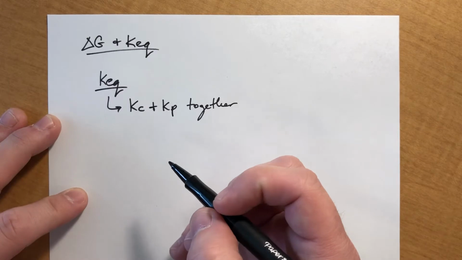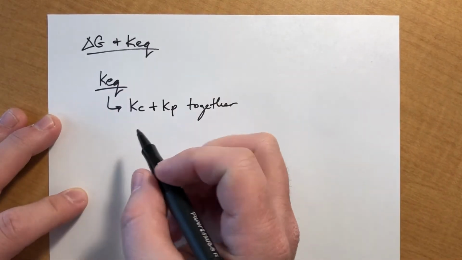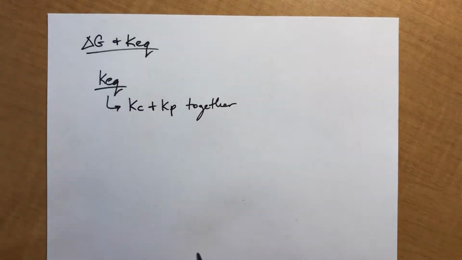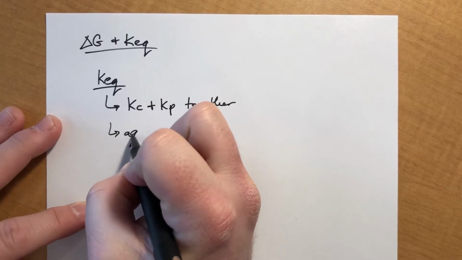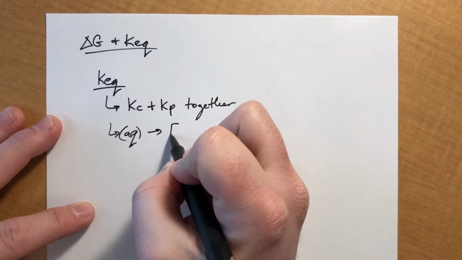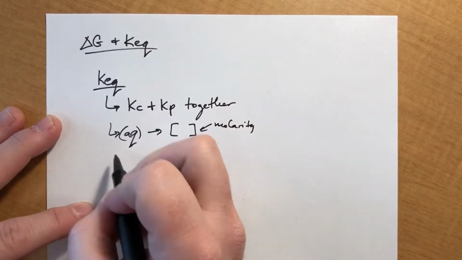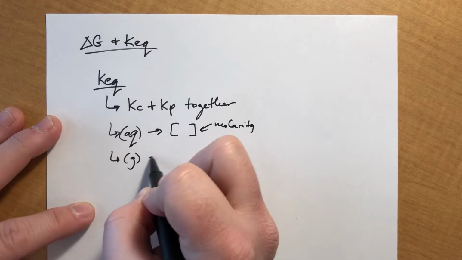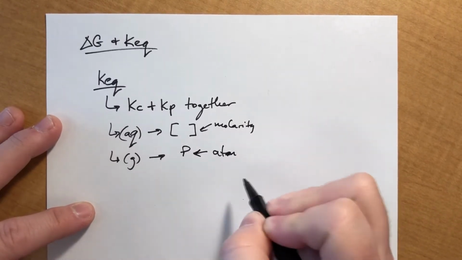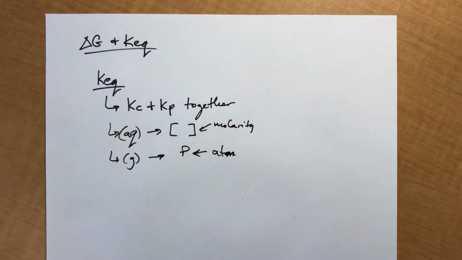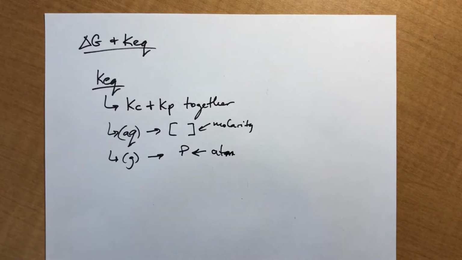So Keq is still an equilibrium constant. It's still products over reactants, just like it was for Kc or Kp. Essentially, whenever we see anything that's aqueous, we do it in terms of molarity, just like we did for Kc. And anything that's a gas, we do it in terms of pressure, which would be atmospheres. It's supposed to be an M, sorry. So it's kind of like both of these together. Not a big deal, and it actually makes things a little easier.